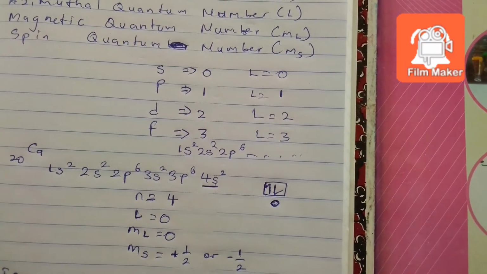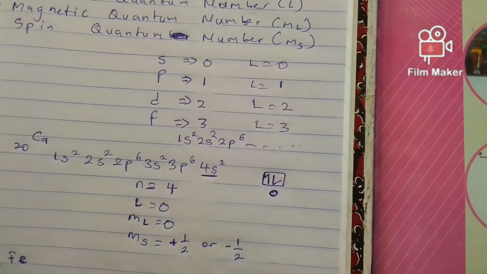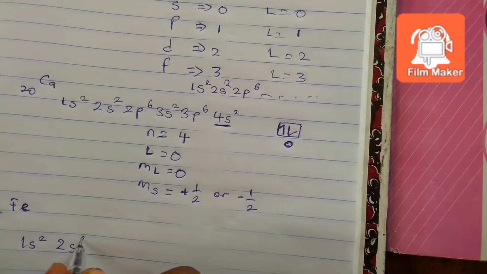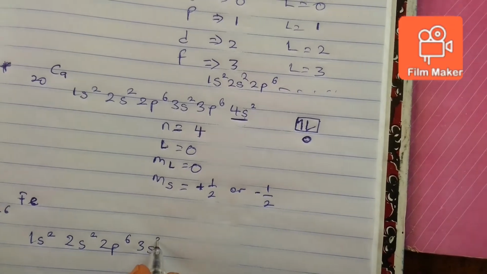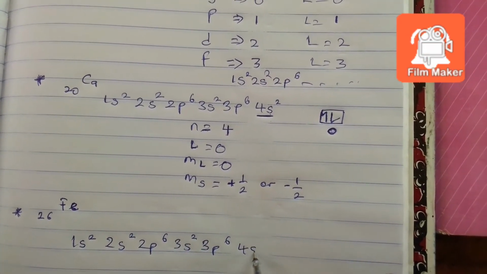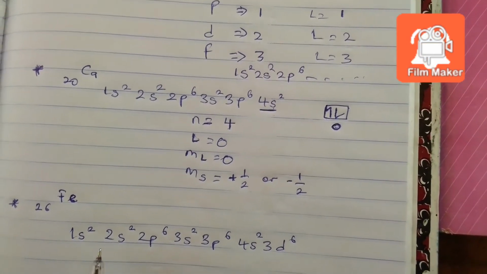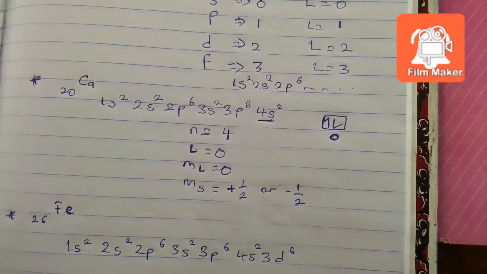So let's move to iron, which has atomic number 26. That will be 1s2, 2s2, 2p6, 3s2, 3p6, 4s2, 3d6, because this is 10, this is 10, and then that is 26. Do you get that?